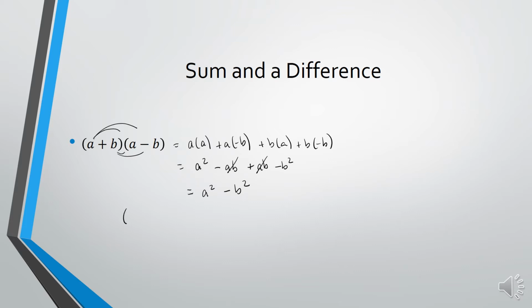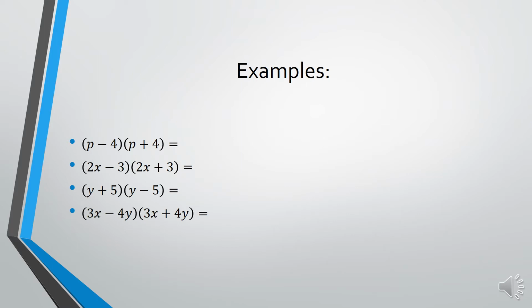I like to use hearts and stars. What we have here is that heart plus star times heart minus star is going to be heart squared minus your star squared. Doesn't matter what those two things are. As long as you're doing plus and then a minus, you just get the first one squared minus the second one squared.